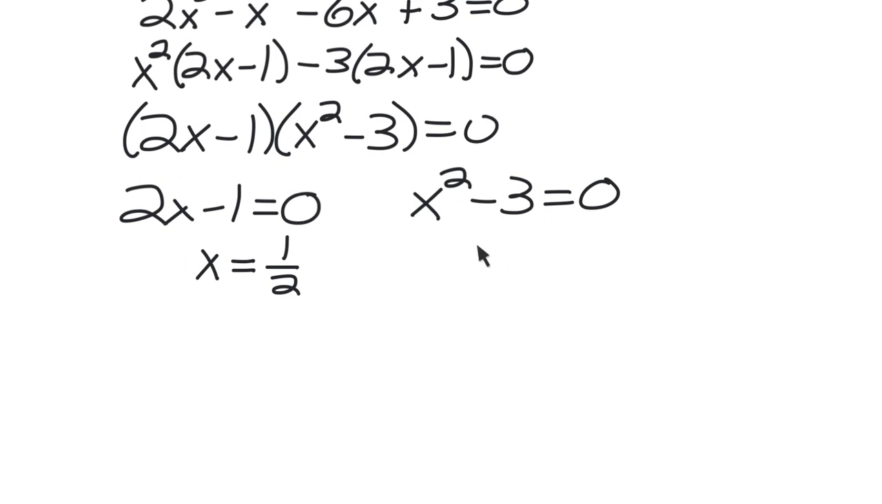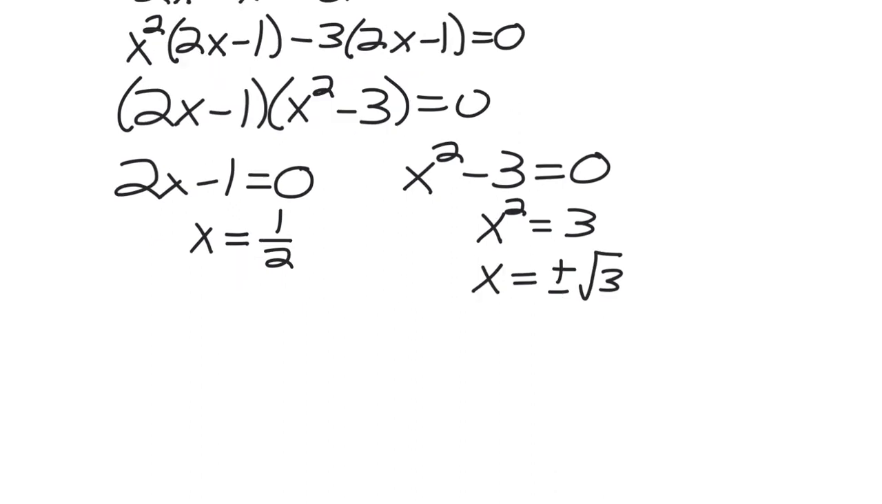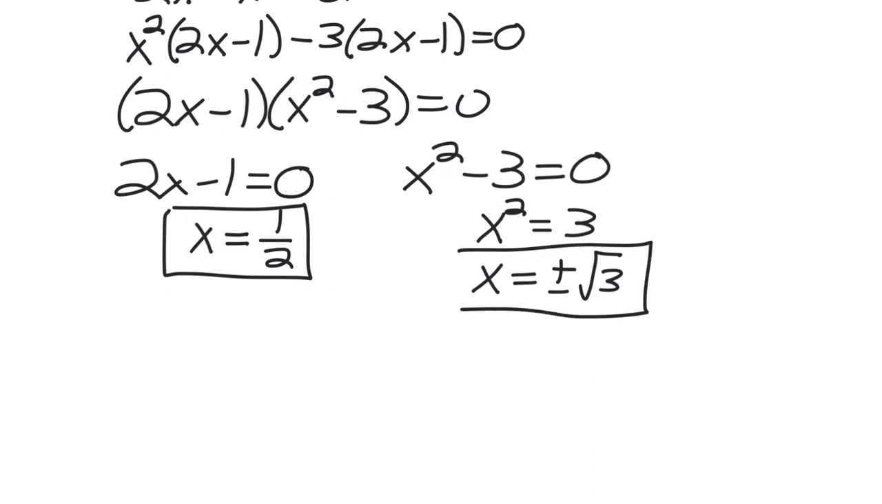Likewise, we're going to come over here and solve. We get x squared, we add the 3 over to the other side, so we're going to get x squared equals 3. Now we're going to take the root on both sides, and we've got to take the plus and minus root, the positive and the negative root, and that's going to give us x equals plus or minus square root of 3. So there you have it. There's your one answer over here, x equals 1/2, and over here, x equals plus or minus root of 3.